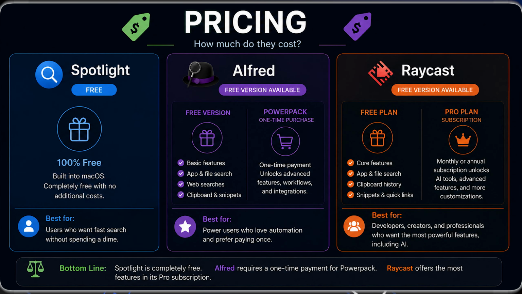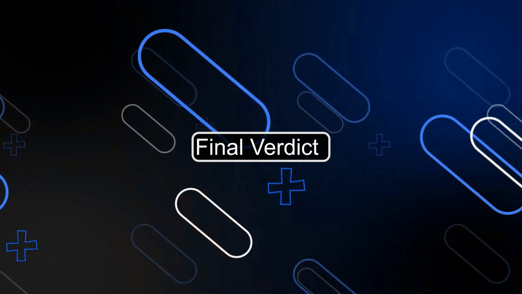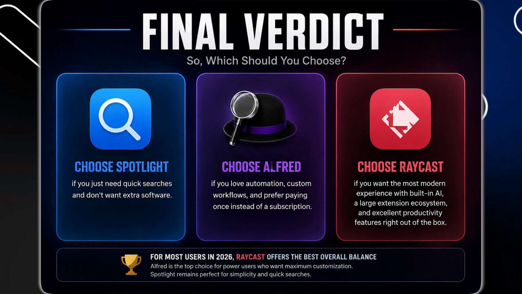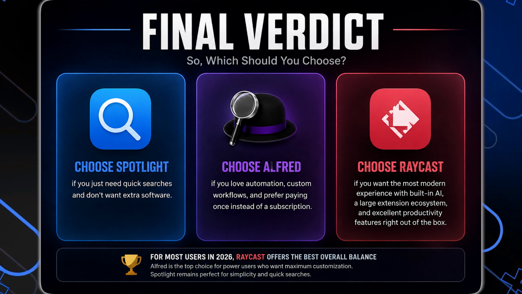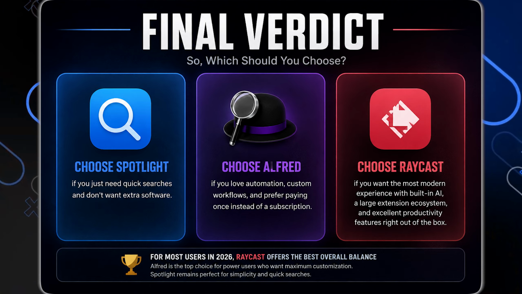Pricing: Spotlight free, Alfred free version available, Power Pack is a one-time purchase, Raycast free version available, Pro subscription unlocks AI and advanced features. Final verdict and conclusion. Choose Spotlight if you just need quick searches and do not want extra software. Choose Alfred if you love automation, custom workflows, and prefer paying once instead of a subscription.